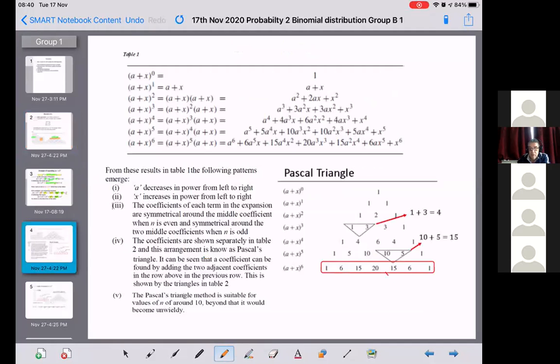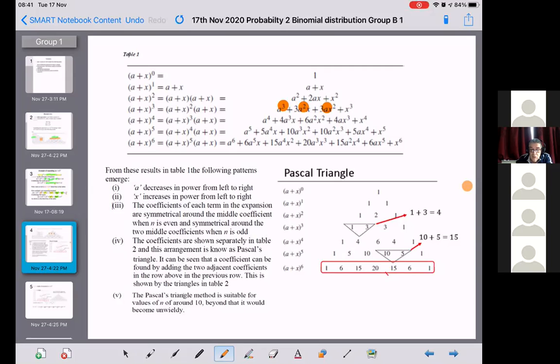Now, looking at the results from multiplying the successive terms, there are some things that we can note about this triangle shape, and they are that if we look at the index of a, and we'll just take the third line of the a to the 3 column, the index of a reduces by 1 as we move from left to right across here. So we've got 3, 2, 1, and then there's no a term at all. So the index of a decreases in power from left to right.